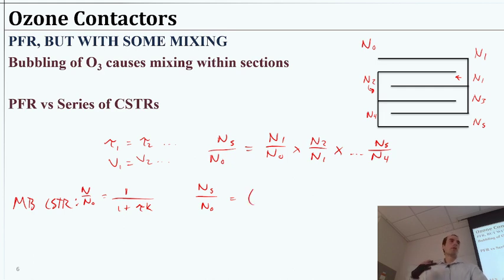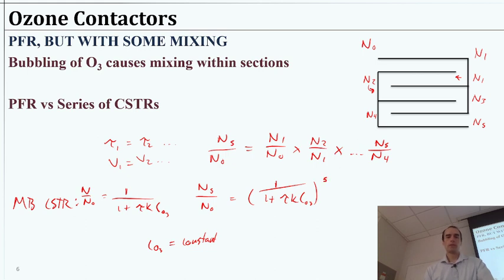if all of these are actually the same reactor, the same proportion of stuff is going to degrade in each one of them. We'd also have to keep our concentration of ozone the same. So really we'd also put a C here for ozone, and C O3 is constant. Then we would have this equation where we'd have 1 over 1 plus tau k times C for the ozone, all that to the 5th power. Or, yeah, it should be 5th. Okay, make sense?